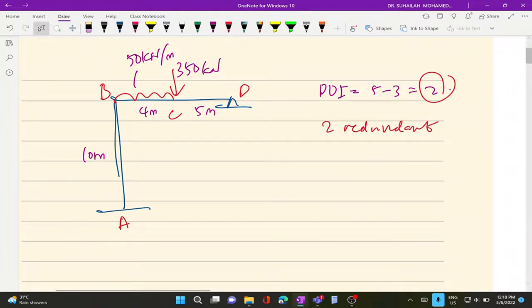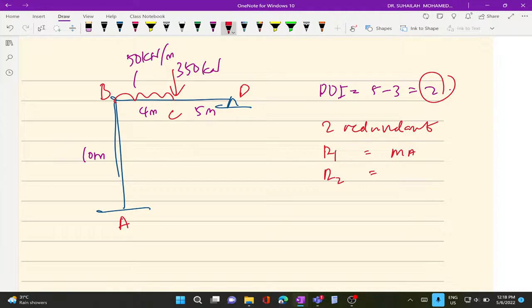So we must choose two redundants to remove from this system. So we have R1 and R2. Decide the best redundant option so that the frame will remain stable and determinate. Okay, let's say we remove one from A, so remove MA. So when we want to remove one, we remove MA.